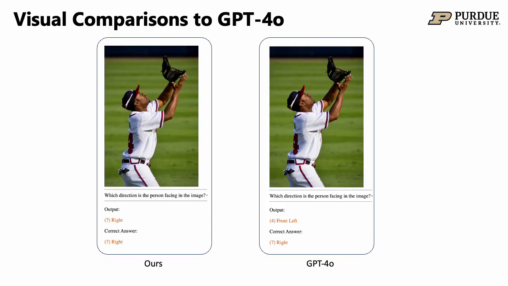Here are visual comparisons between our fine-tuned LLaVA 1.6 13 billion and GPT-4o on the Ultimate 3D benchmark. On the right, GPT-4o gives wrong predictions even for cases that are very simple for humans. Our fine-tuned model on the left correctly identifies object orientations, camera viewpoint, and camera shot type.